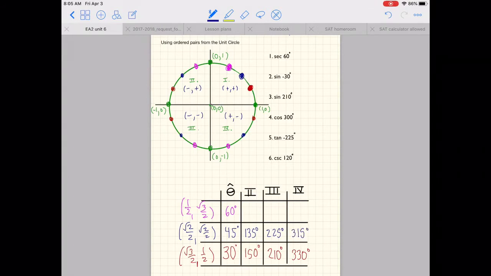Make sure my math is correct. And 60 degrees. So here it's 180 minus the reference angle. Here it's, in quadrant 3, 180 plus the reference angle. And here it's 360 minus the reference angle. Write this in your notebook. This chart is going to help you.